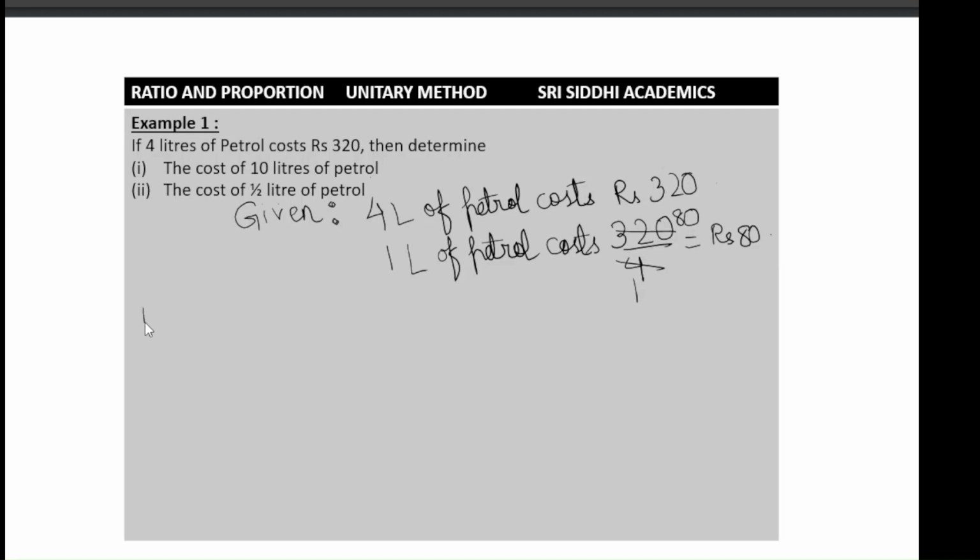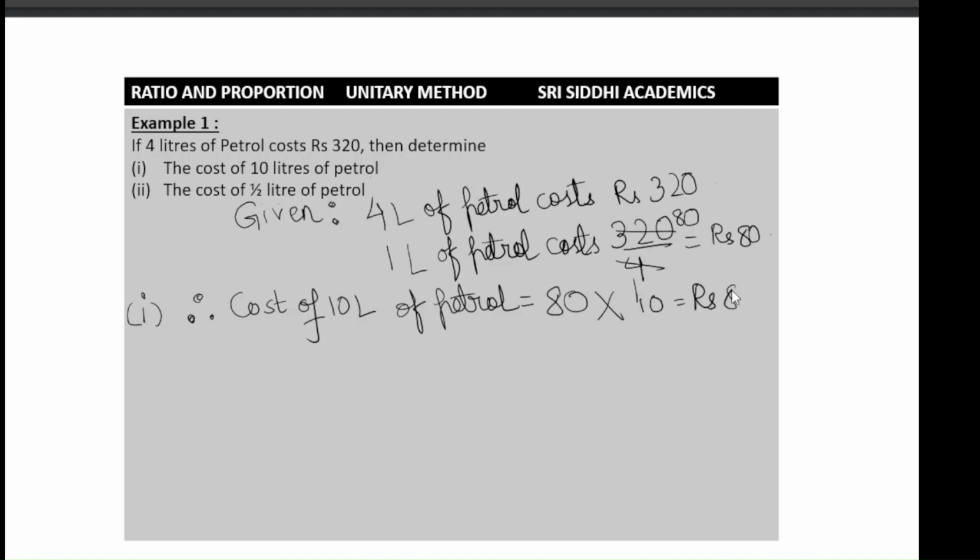Now I can move on to find out the cost of 10 liters of petrol. Therefore, cost of 10 liters of petrol will be more. So here if it is more, what do I do? I multiply. What do I multiply? This is 1 liter of petrol cost multiplied with 10. So which is rupees 800. This is the cost of 10 liters of petrol.